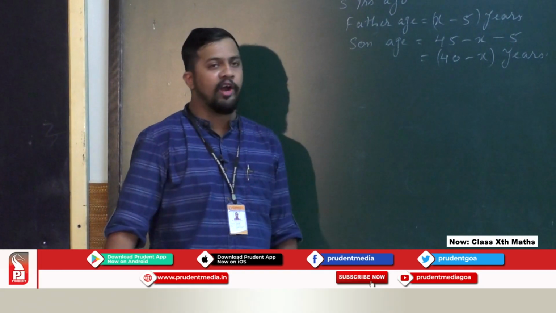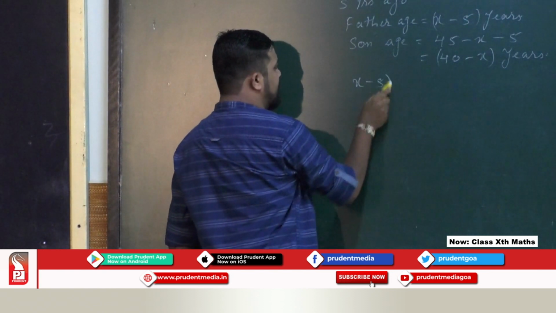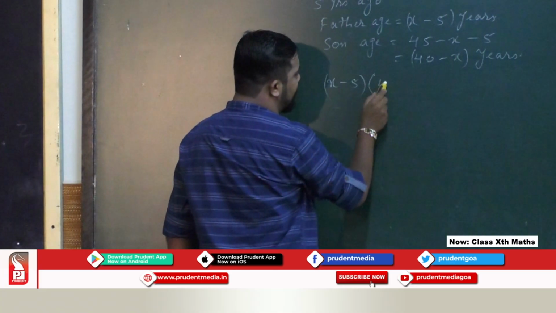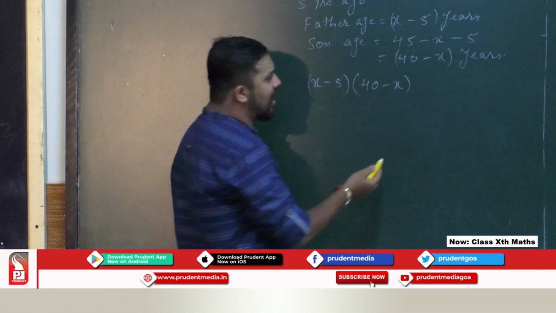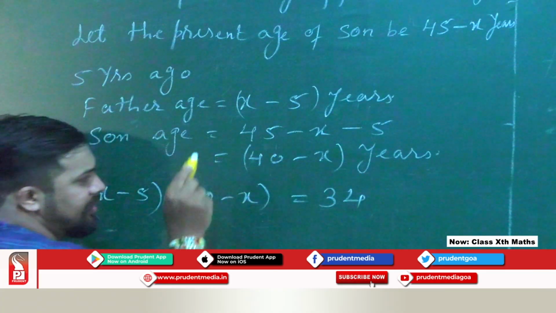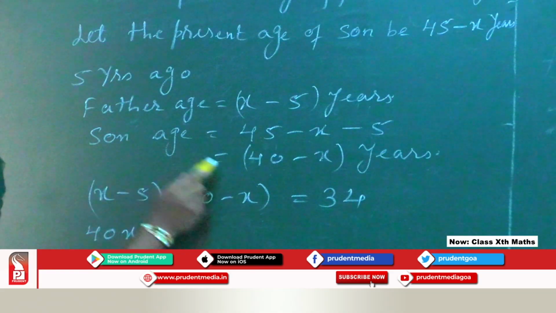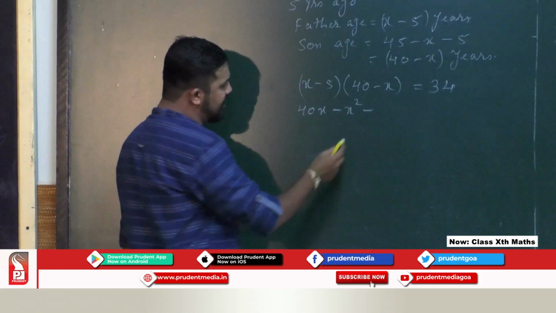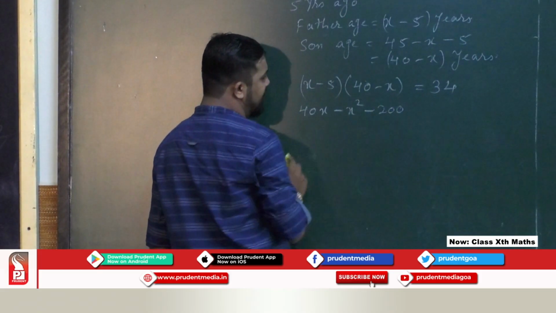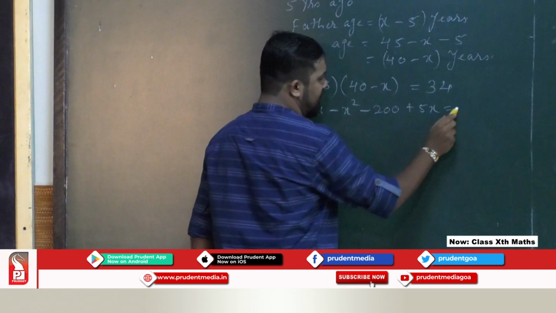5 years ago, the product means multiplication. So father is x minus 5, son is 40 minus x. Since it is a product, multiplication, if I multiply both the ages, I'll get 34. The product of the ages is 34. Now solve the brackets. x into 40 is 40x, x into minus x is minus x square. Minus 5 into 40, 5 fours are 20, put that 0, 200. Minus 5 into minus x is plus 5x, equals 34.